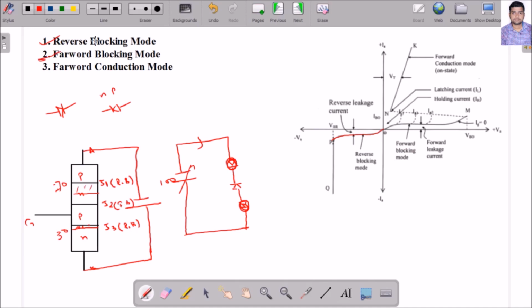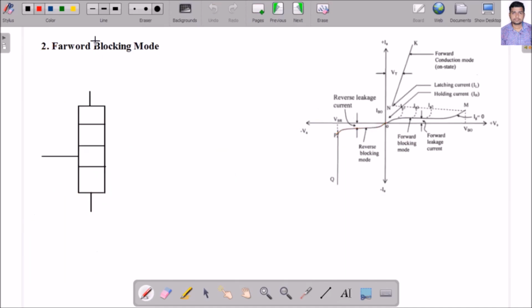Next we'll discuss the forward blocking mode. Again this is the anode, this is the cathode, this is P, N, P and N. If the anode is connected to the positive terminal and the cathode is connected to the negative terminal, without applying any gate signal, I am not giving any gate signal here, then it is known as the forward blocking mode.